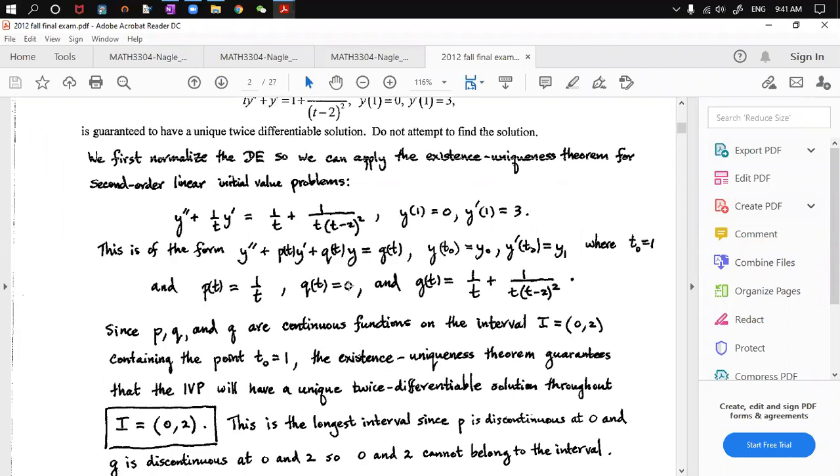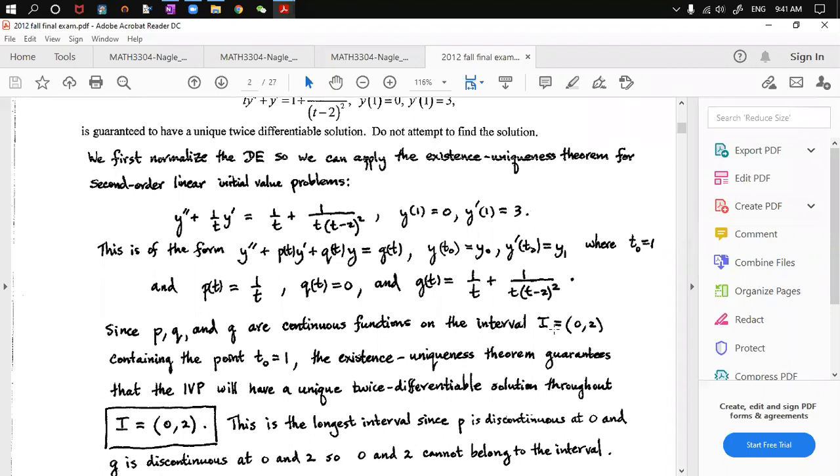As long as you divide by t, it suffices to say that these coefficients must be continuous. How to make this coefficient continuous? It suffices to say that t cannot be equal to 0, t cannot be equal to 2. So you just avoid 0 and 2. You avoid these 2 points, 0 and 2.